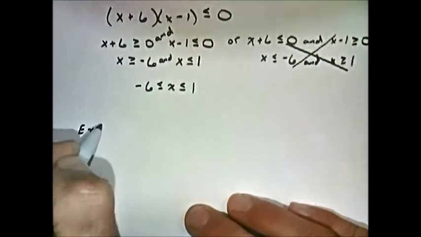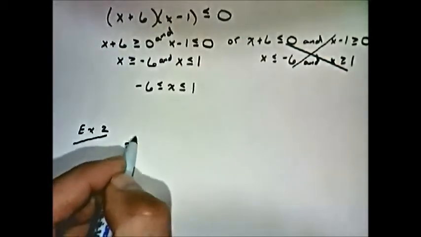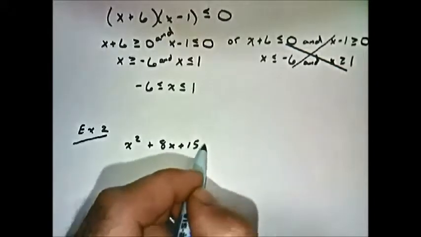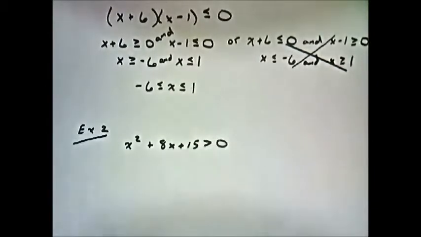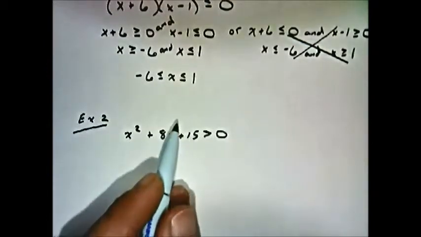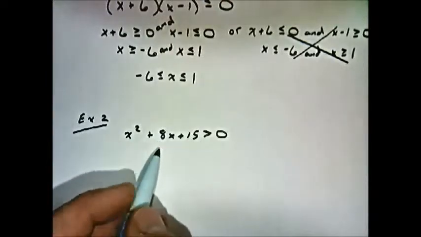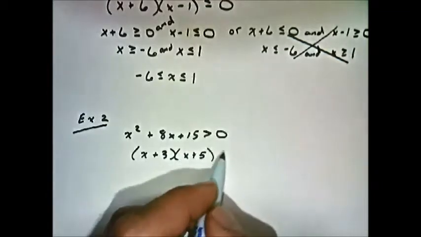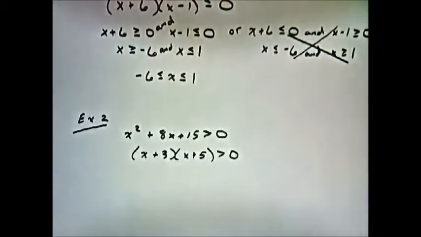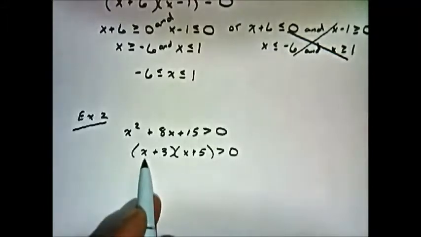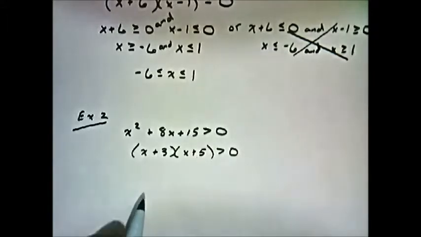In example 2, we're going to look at the quadratic equation x squared plus 8x plus 15. Now let's make it greater than 0. So here we're going to start the same way. We're going to factor this trinomial, which factors to x plus 3 times x plus 5, being greater than 0. Now, for something to be greater than 0 means to be positive, so the two factors either have to be positive or the two can be negative.